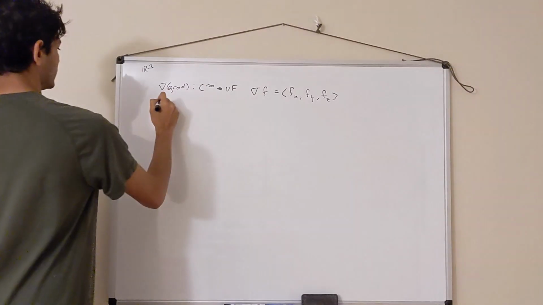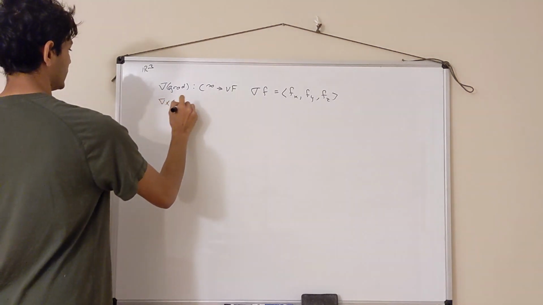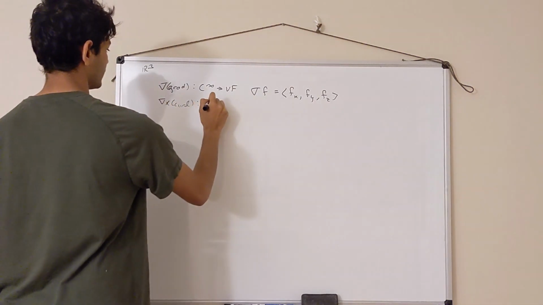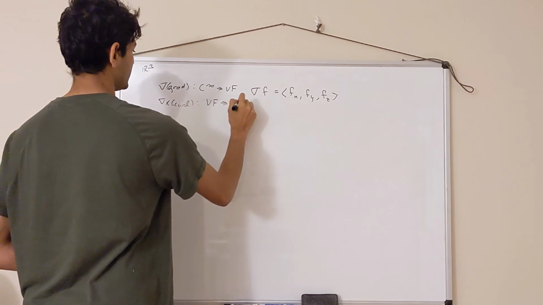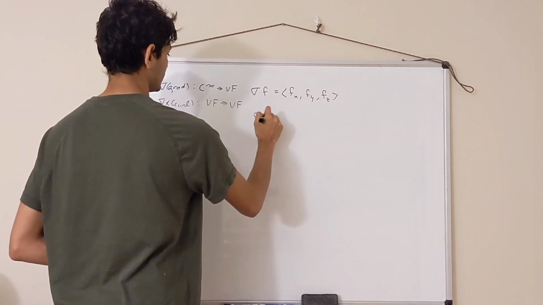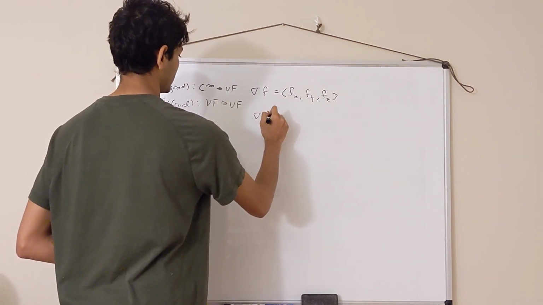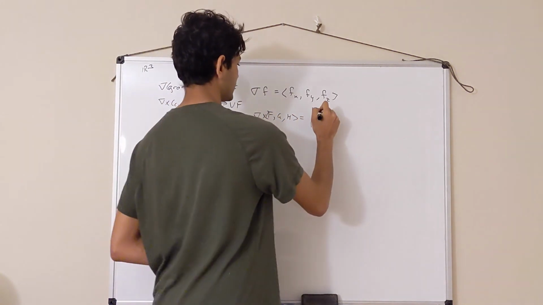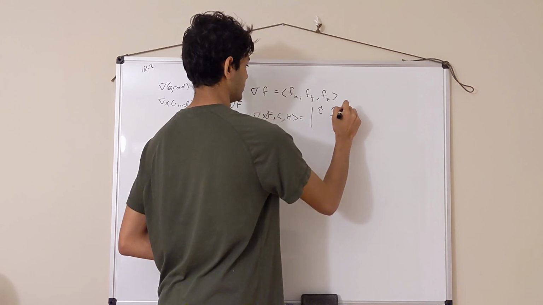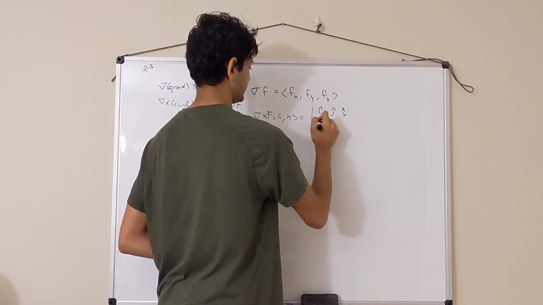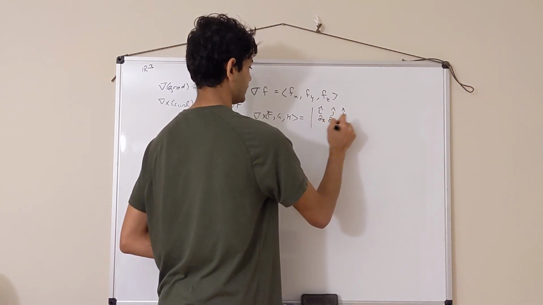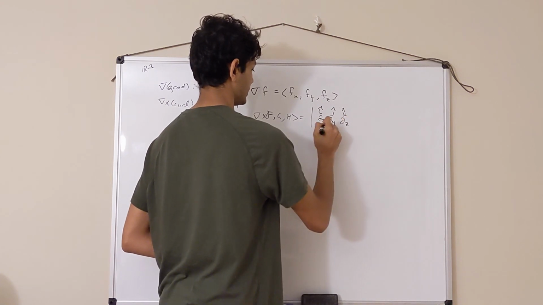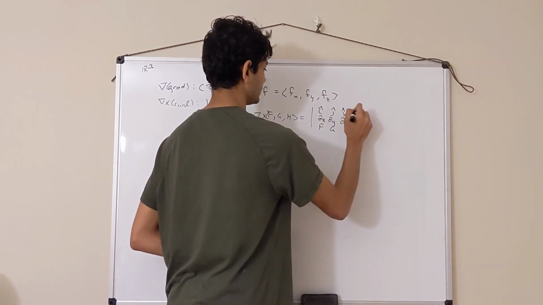The second one is the curl, and this one goes from vector fields to vector fields again, and it's defined as this cross product thing, where if you take the vector field f, g, h, and you take the curl of that, then that's given by the cross product i, j, k, and then these partial derivatives, and then the components of your vector field.